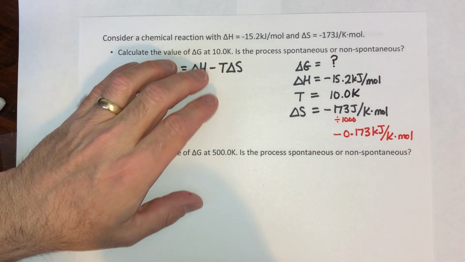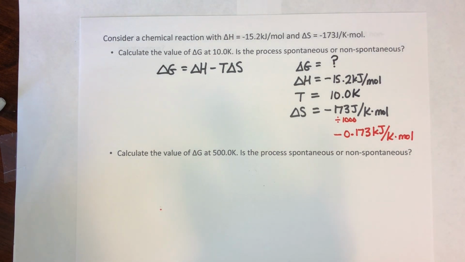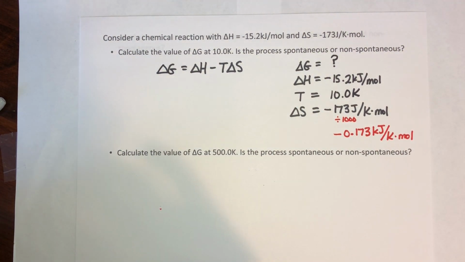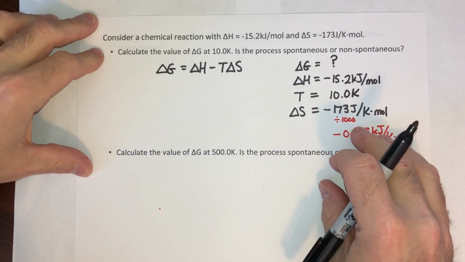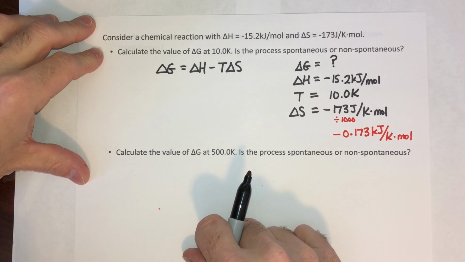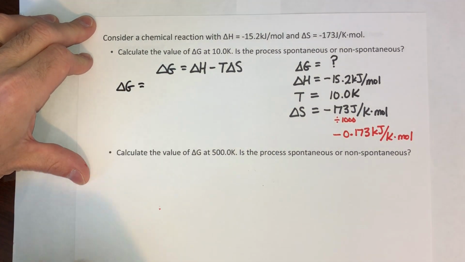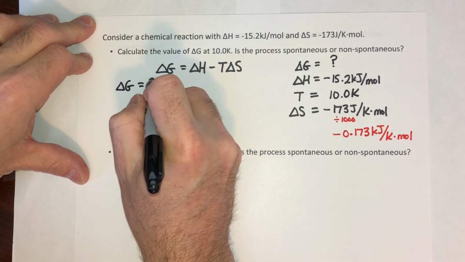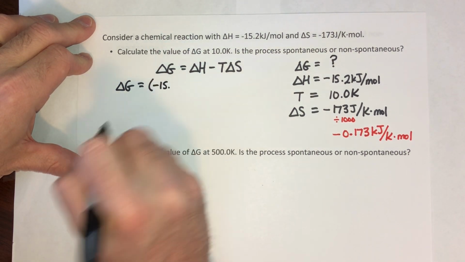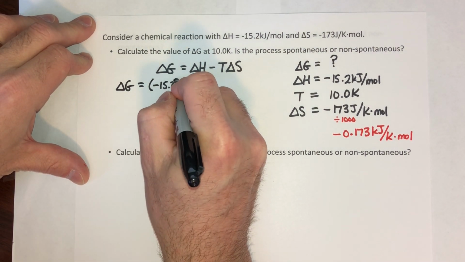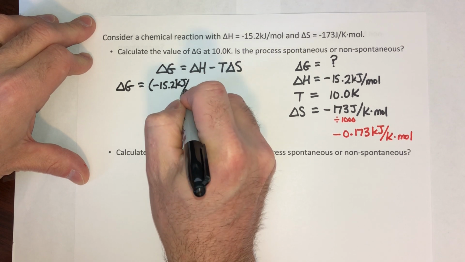That's pretty cold, right? That would be minus 263 degrees Celsius. It's ridiculously cold. But now that you have all your values, this is just a plug them in and work it out kind of problem. Don't know the delta G. Do know the delta H. That's a minus 15.2 kilojoules per mole.